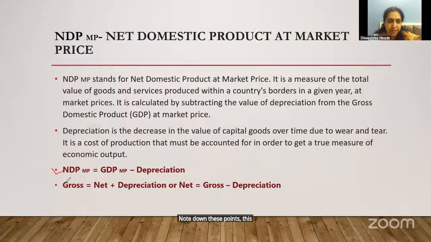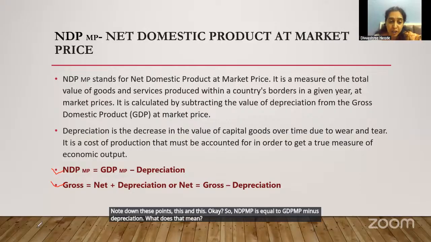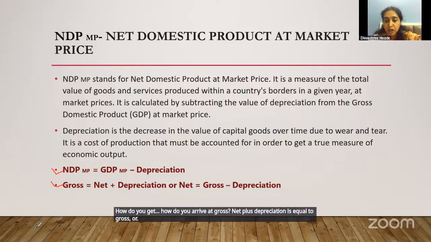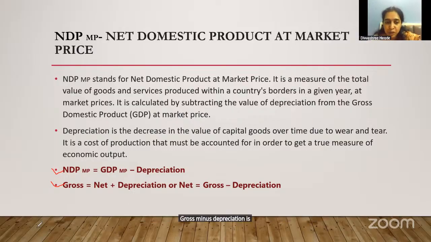Please read this once, but you have to note down these points. So NDP-MP is equal to GDP-MP minus depreciation. What does that mean? How do you get it? How do you arrive at gross? Net plus depreciation is equal to gross, or gross minus depreciation is equal to net.